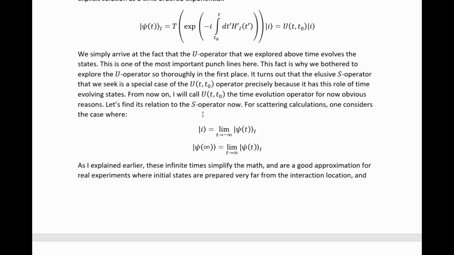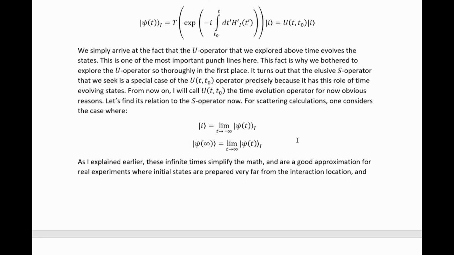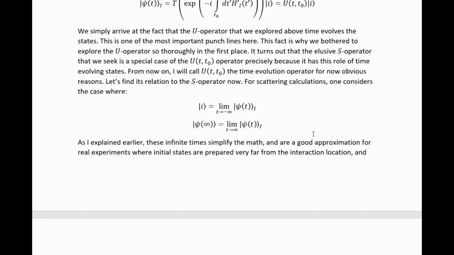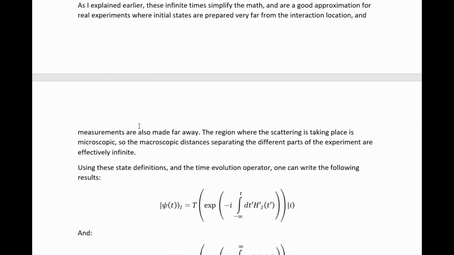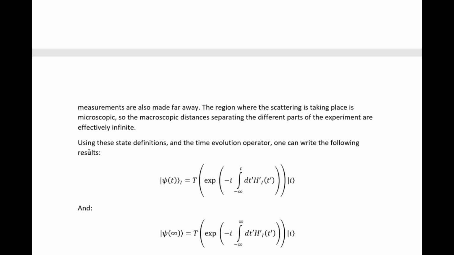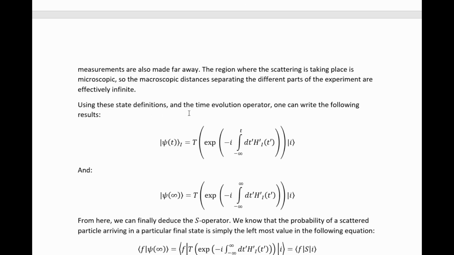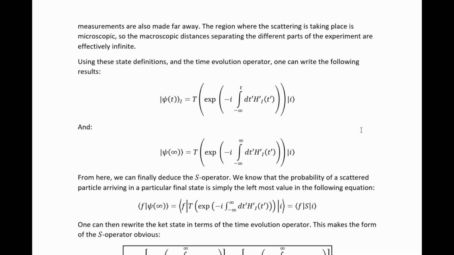For scattering calculations, one considers the case where the initial state is at time equals negative infinity, and where you're actually doing the measurement is at time equals positive infinity. As I explained earlier, these infinite times simplify the math and are a good approximation for real experiments, where initial states are prepared very far from the interaction location and measurements are also made far away. The region where the scattering is taking place is microscopic, so the macroscopic distances separating the different parts of the experiment are effectively infinite. Using these state definitions and the time evolution operator, we can write the following results.